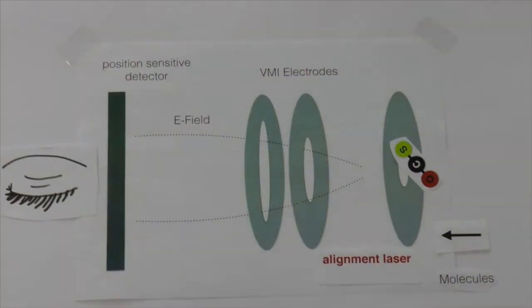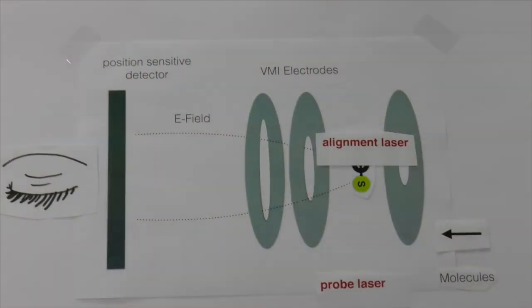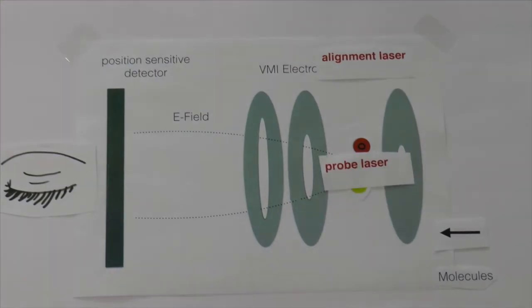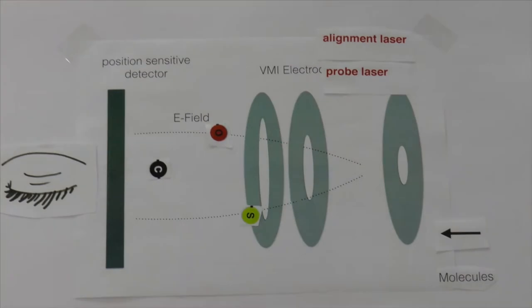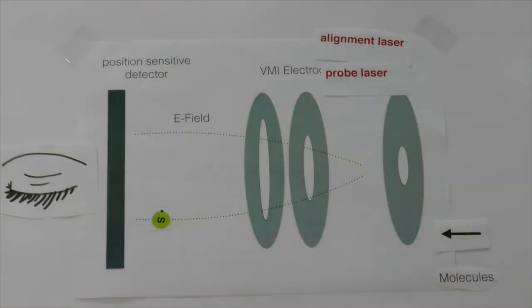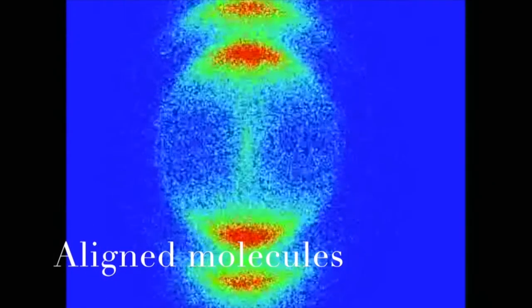As soon as the molecules are aligned, the other laser pulse is used to probe the alignment. The fragments of the molecules are mapped onto our detector, which is gated to a certain fragment, in this case the sulfur. Alignment thus imprints itself by localized spots on the detector. Unaligned molecules show an isotropic distribution.